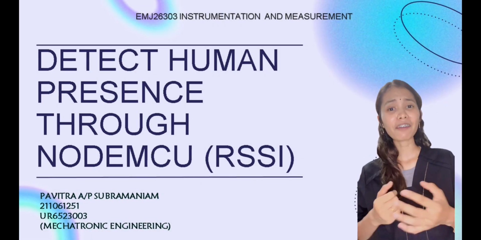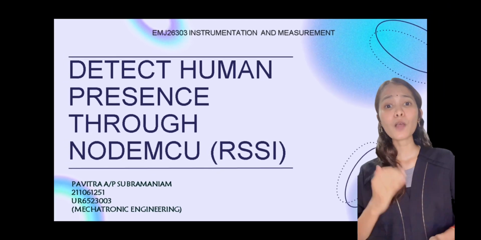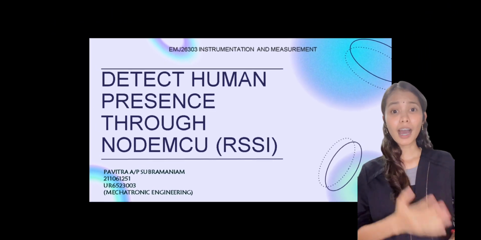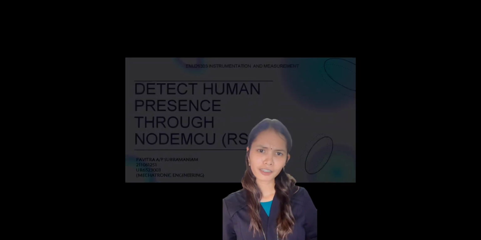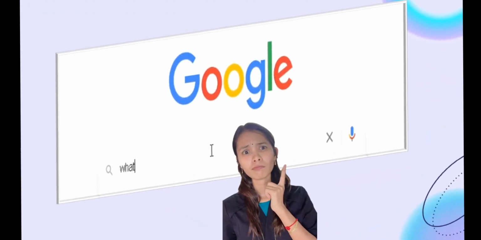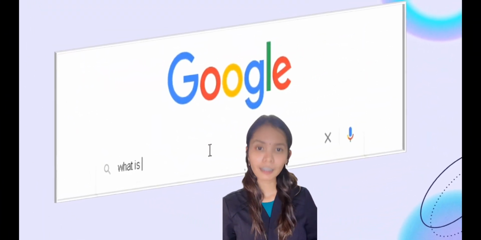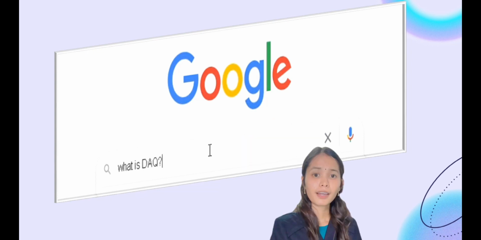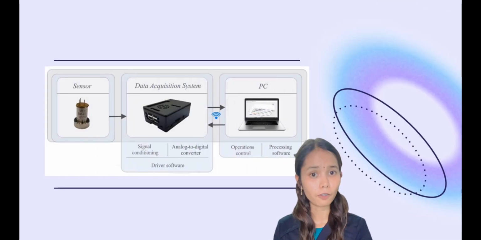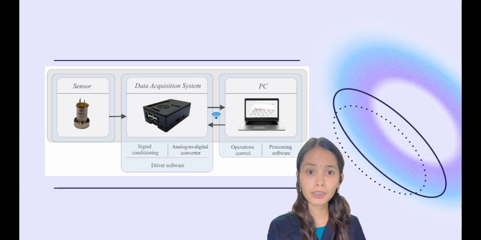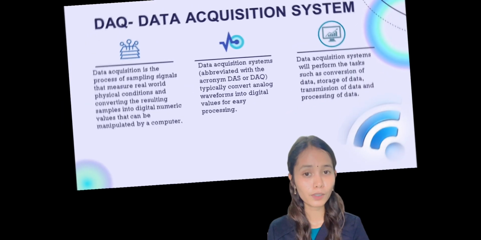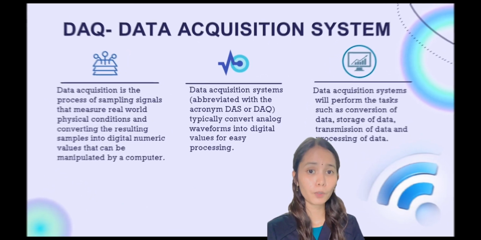Here we go. Rather than bore you with elaborate detail, I will simply sketch out a brief outline of how the system will work. First of all, what is DAQ? Let's look at the definition of DAQ. Data acquisition is the process of sampling signals that measure real-world conditions and converting them to digital numeric values that can be manipulated by a computer.